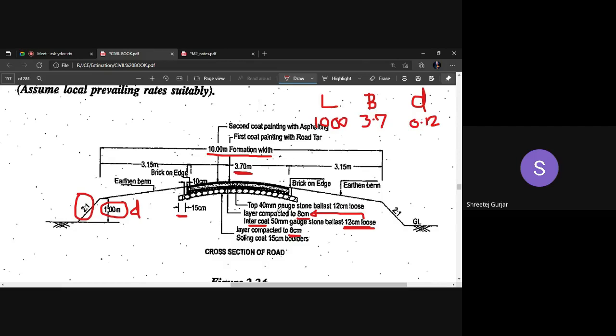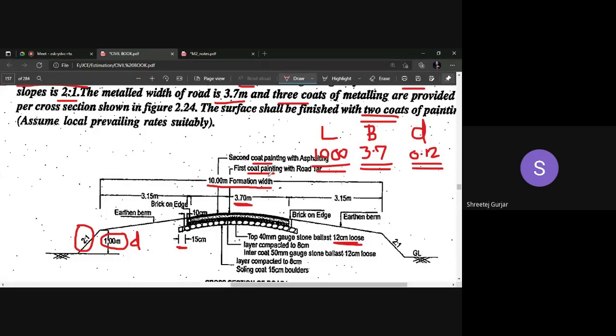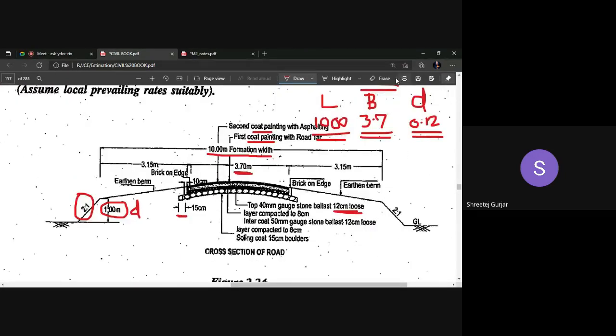On top of that, we have one more layer, which is made up of 40 mm gauge stone ballast, 12 centimeters loose. It is the same as the previous layer. Breadth is also the same, and length will also be the same. On top of that, we have the first coat and second coat of painting. As they have told you, we have 2 coats of painting, so you have to add these 2 coats of painting.